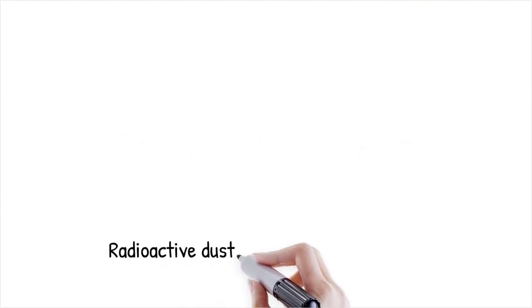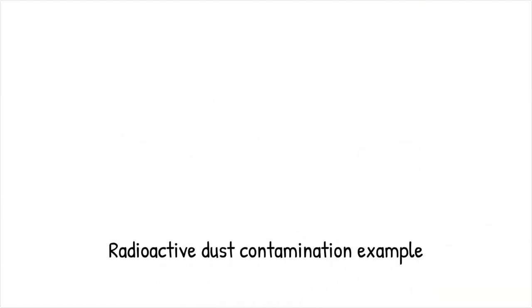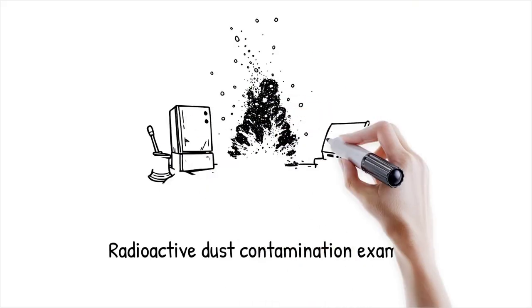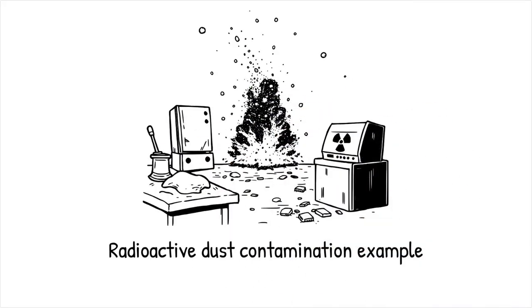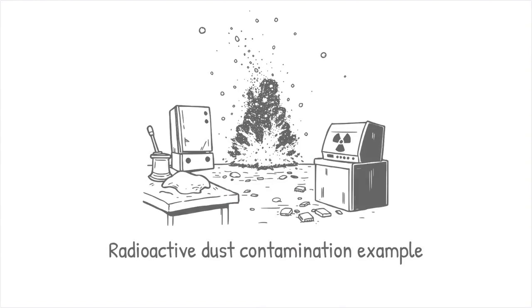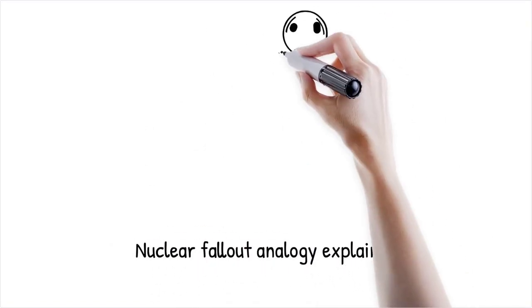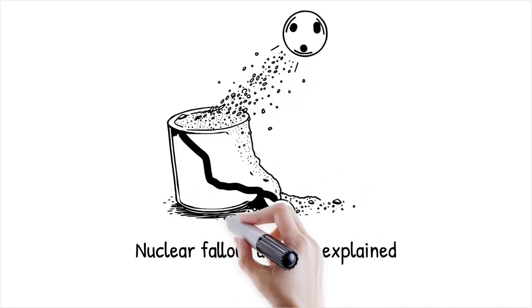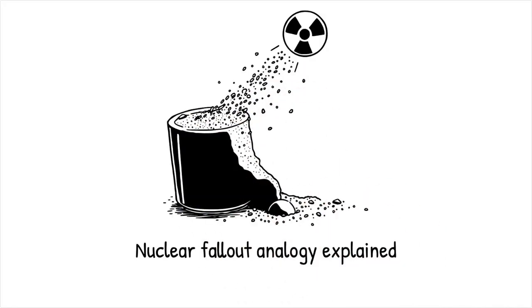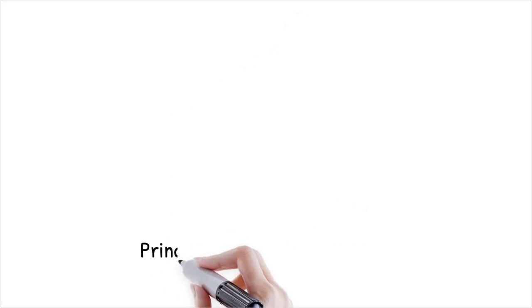For instance, after a nuclear event, radioactive dust can settle on surfaces and in the air, increasing the risk of internal contamination if inhaled or ingested. It's like a layer of invisible, harmful glitter that clings to everything around you. If not removed or shielded against, it slowly causes damage over time.